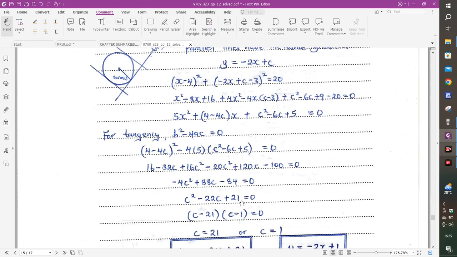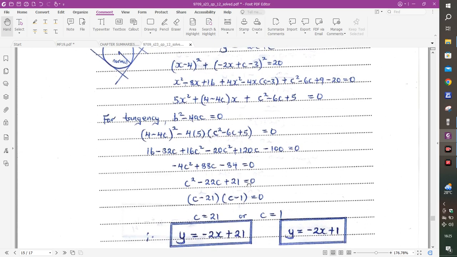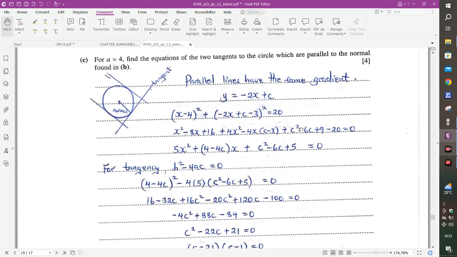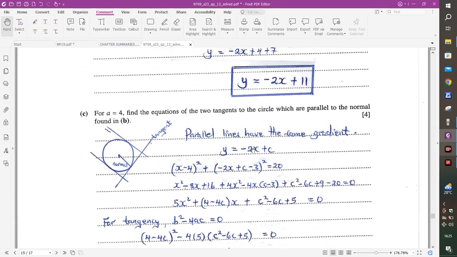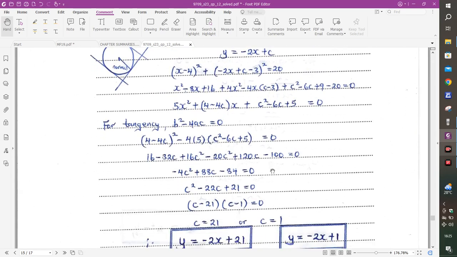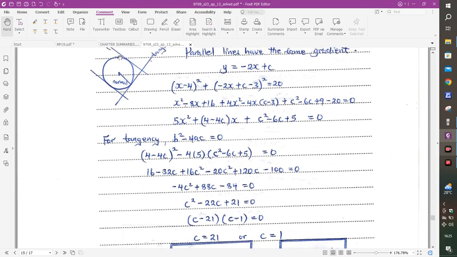And then solving this quadratic here, it will give us c as 21, and the other value of c as 1. Remember, the equations were in this format, y is equal to negative 2x plus c. So we can put it plus 21 and then plus 1. So those will be the equations of the tangents that are parallel to the normal to that circle.